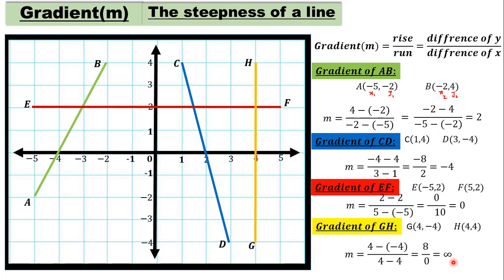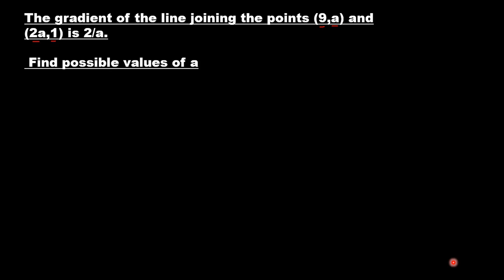Students, let's further apply this gradient formula and see how to solve problems where some of the numbers are unknown. Just look at it: the gradient of the line joining the points (9, a) and (2a, 1) is 2/a. Find the possible values of a. In this question, students, you are given two points. One has the x coordinate 9 and the y coordinate a. The second has the x coordinate 2a and the y coordinate 1. They lie on a line whose gradient is also given as 2 divided by a, and you have to calculate the unknown.